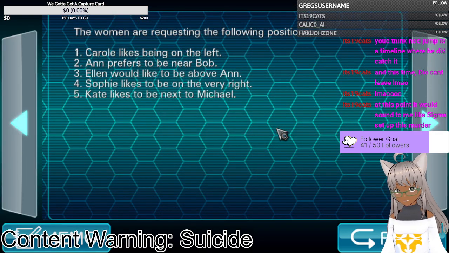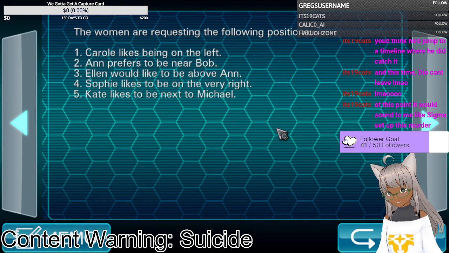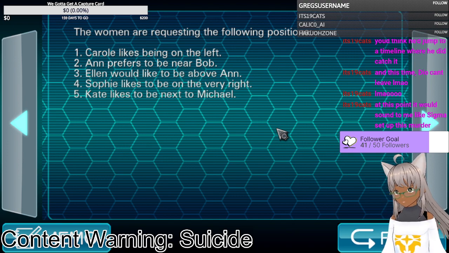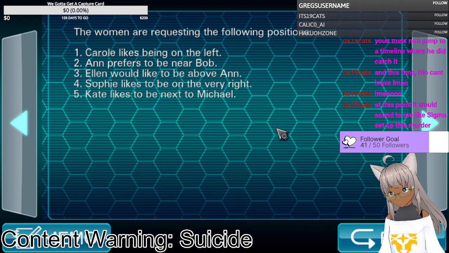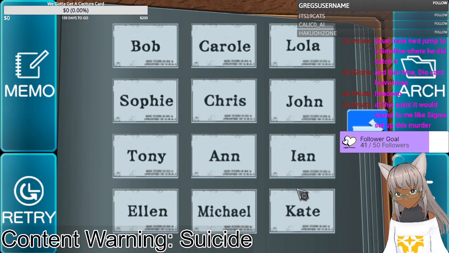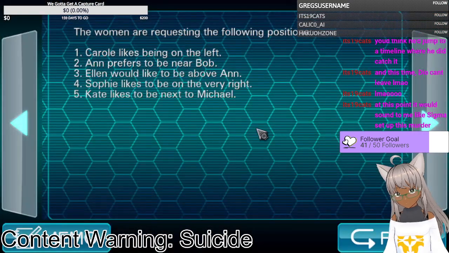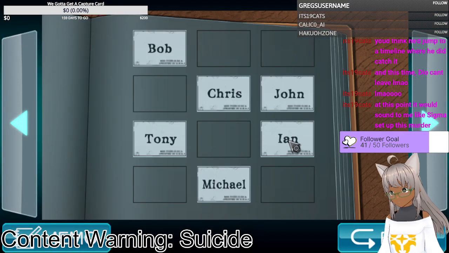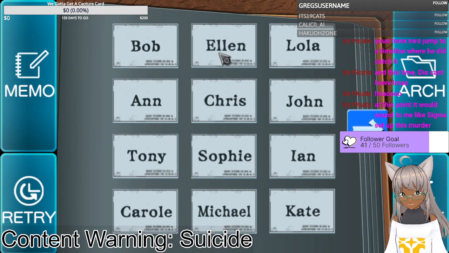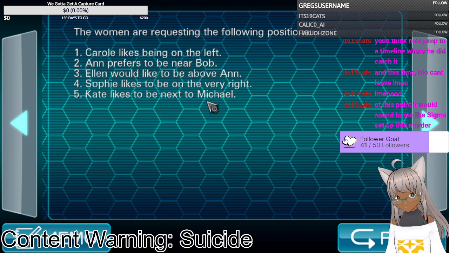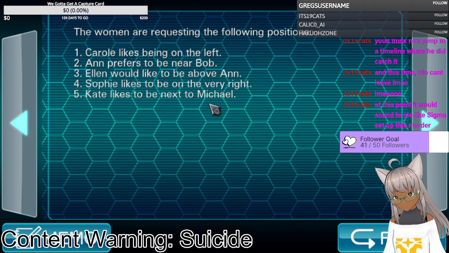Okay, now for the logic puzzle. Carol likes being on the left. Anne prefers to be near Bob. Ellen would like to be above Anne. Carol prefers being on the left. Sophie likes to be on the very right.